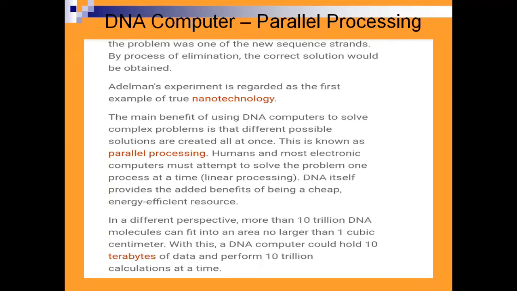Humans and most electronic computers must attempt to solve the problem one process at a time. That is called linear processing. Linear means only one problem is solved at one time. But in DNA, you can do several things in parallel. That is called parallel processing. DNA itself provides the added benefits of being a cheap, energy efficient resource. So parallel processing is a very important property of the DNA computer.